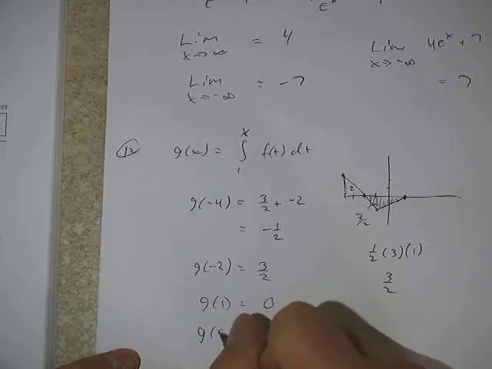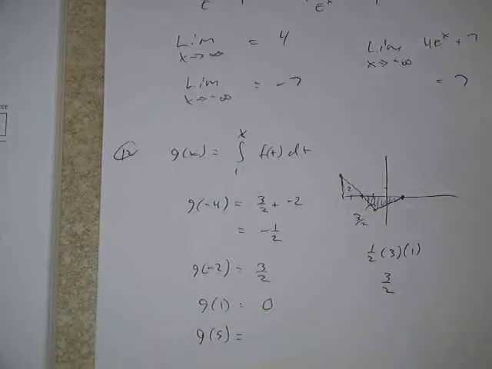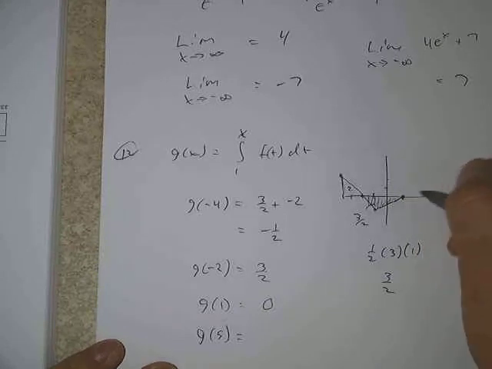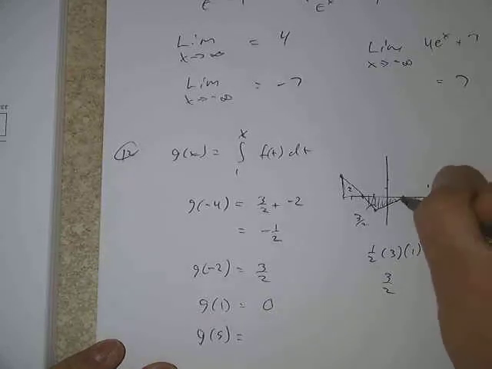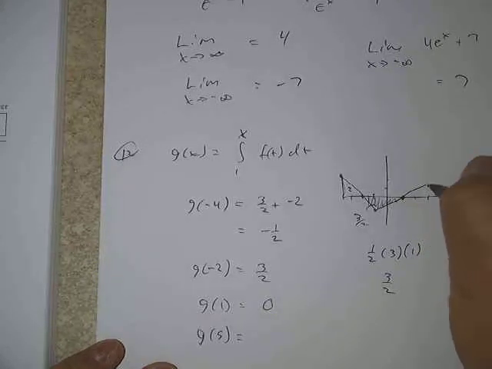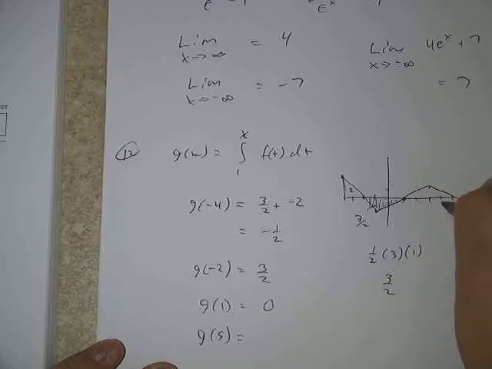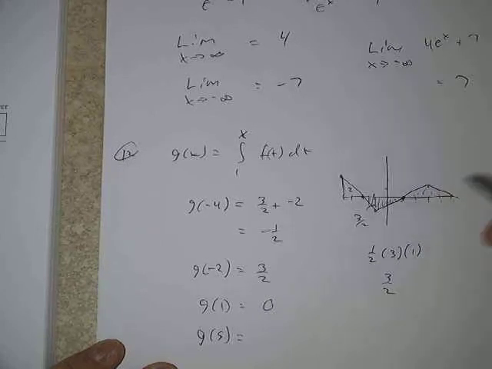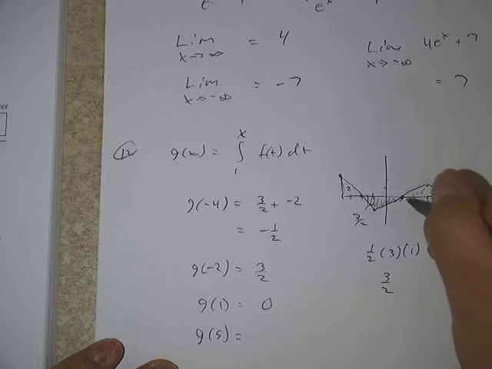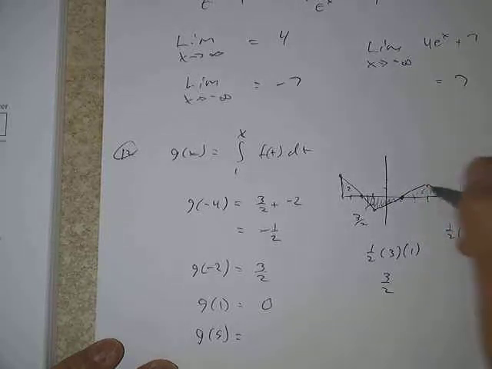Questions on how we got either of those two? So again, straight up area-wise, those are my areas of my two triangle parts. Alright, how about g of negative 2 is the next point in question. We know g of negative 2 is this, which would be positive 3 halves. So far we know which one's bigger and which one's smaller between those two. Okay. Then g of 1 is the other one in question.